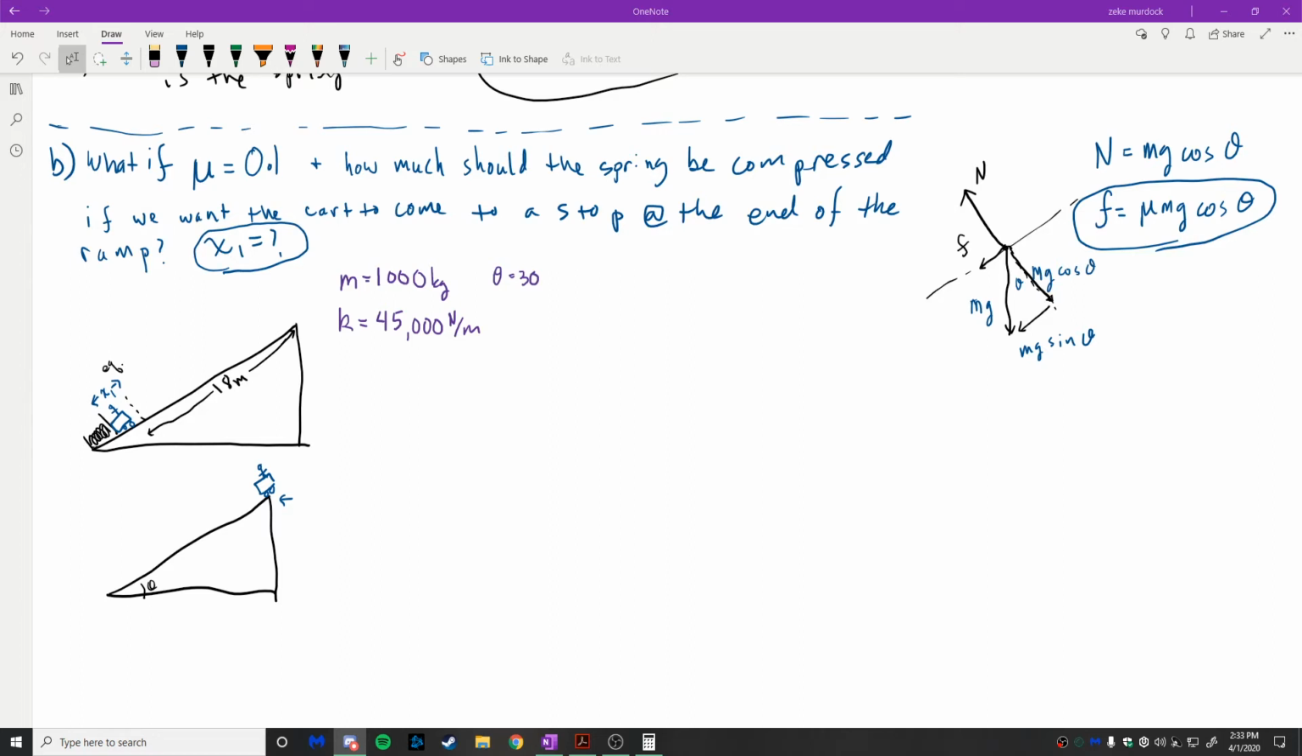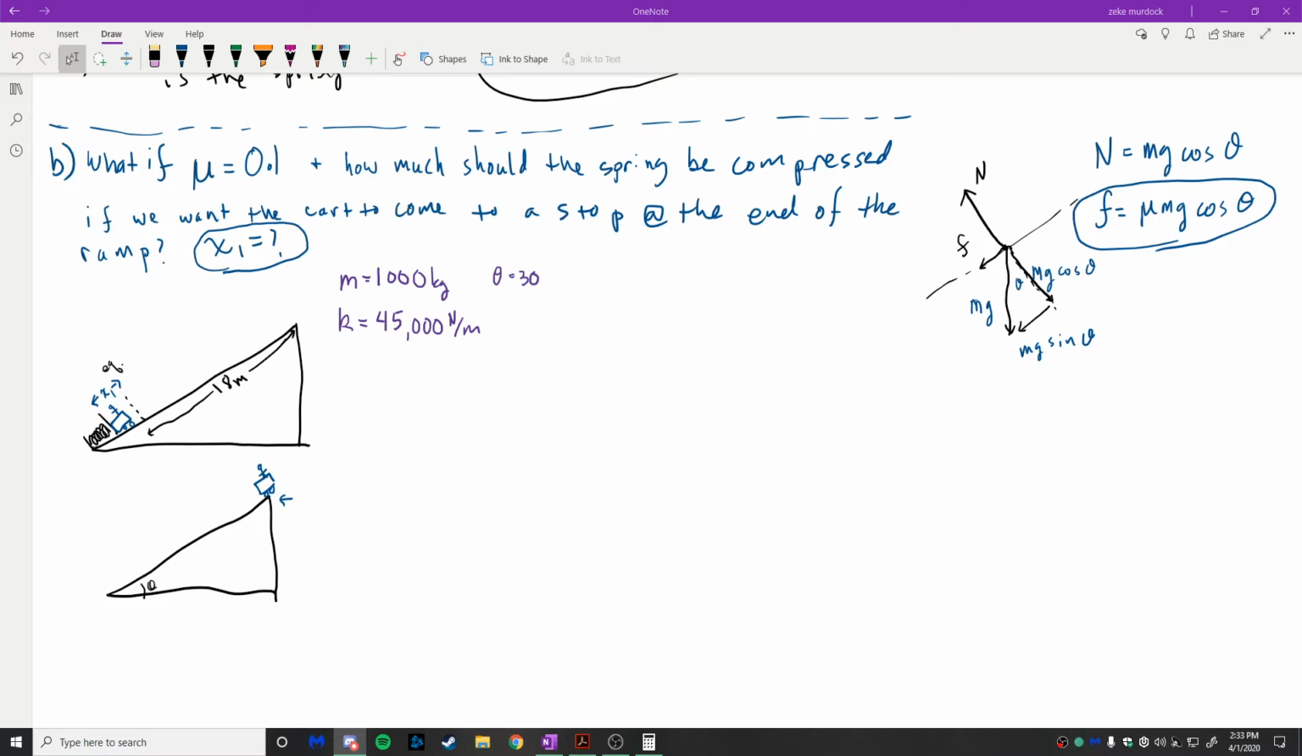Could be. Should probably be greater than 2. Anybody else get that same number? Did you have to solve a quadratic? 2.6. Okay, let's work it out here on the screen, and we'll see what kind of numbers we get.